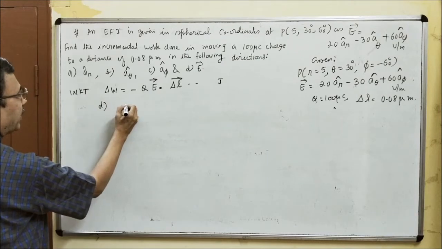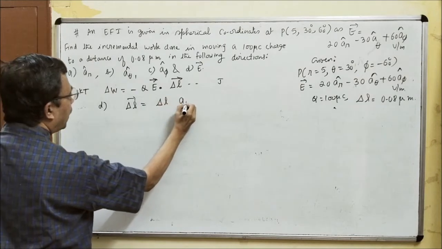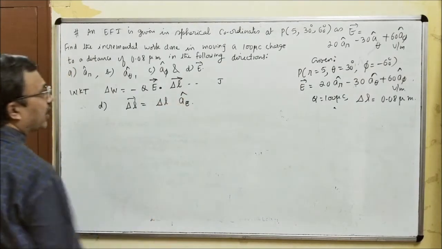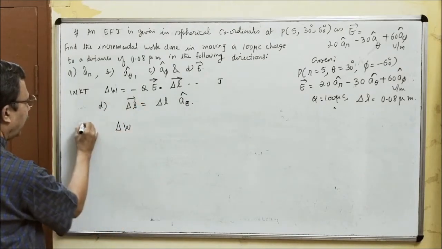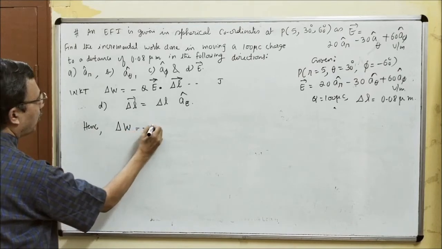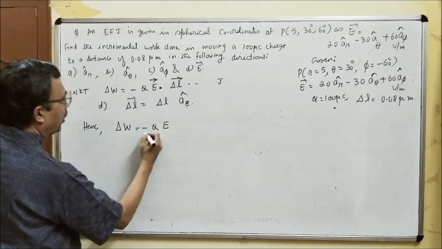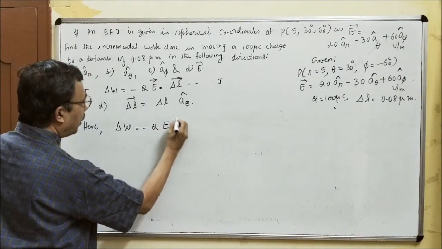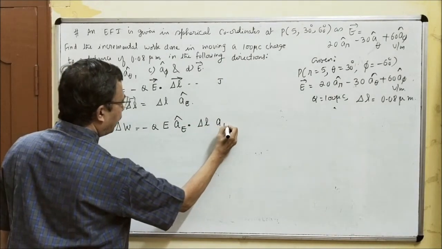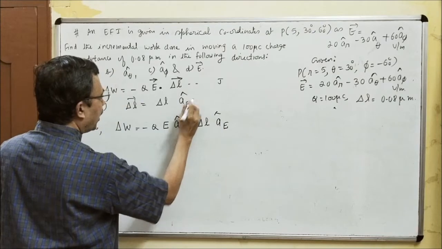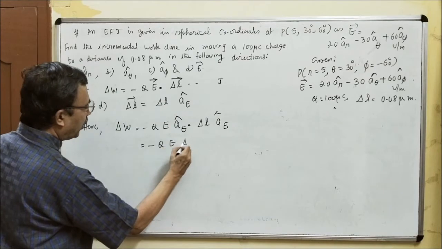For the unit vector, vector delta L is equal to delta L times a_E cap. Please note what happens in this equation. Delta W is equal to minus Q times vector E dot vector delta L. Vector E has magnitude E and direction a_E cap. Vector delta L has magnitude delta L and direction a_E cap. a_E cap dot a_E cap is 1. So you get minus Q into E into delta L.